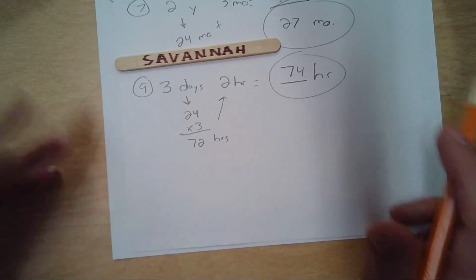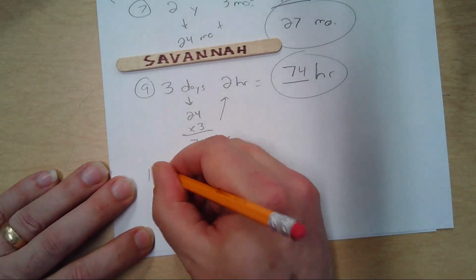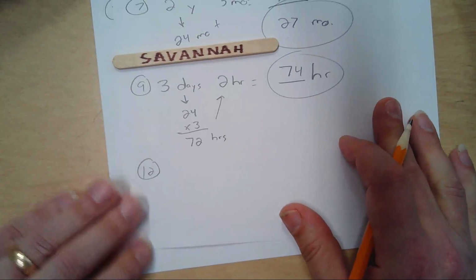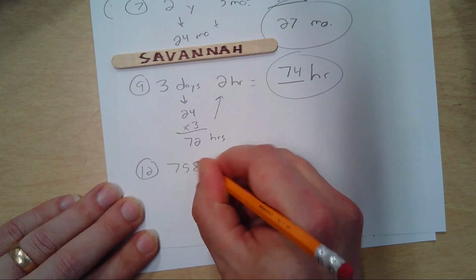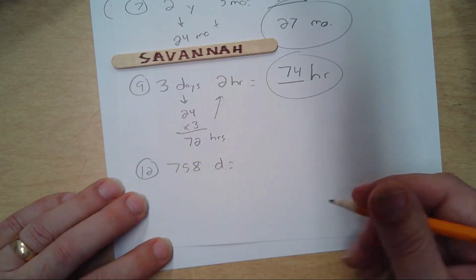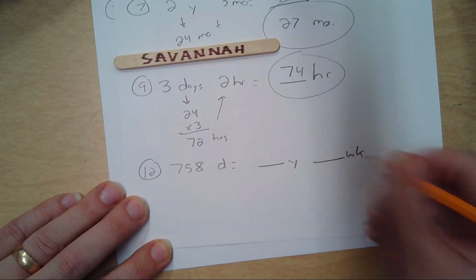We'll do one more of these, number 12, and then you'll see some computers coming up. 758 days is how many years, how many weeks?